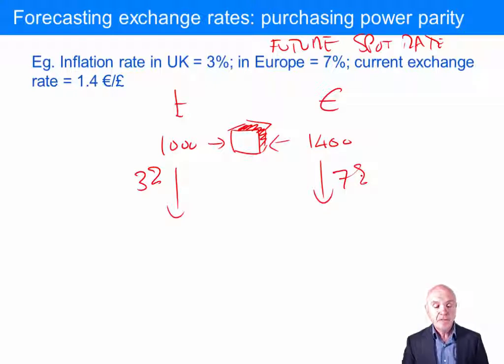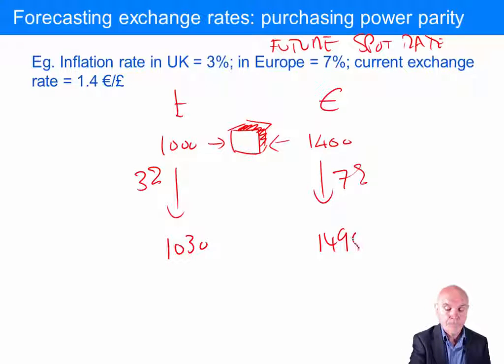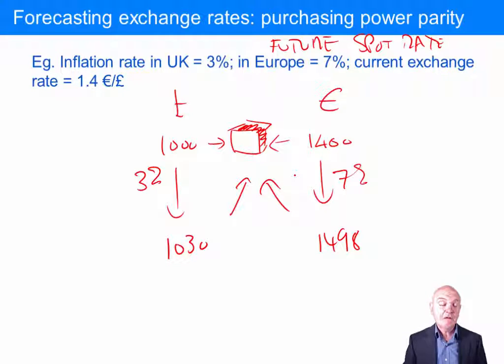So in the UK, this article is going to be costing 1,030. Same article, it's just prices inflated. And in Europe, the price tag goes up by 7%, to 1,498. But these amounts of currency are both going to buy the same thing, so we're saying that these must be worth the same. They are equivalent to each other, on a par. So 1,498 divided by 1,030, the exchange rate is 1.45.